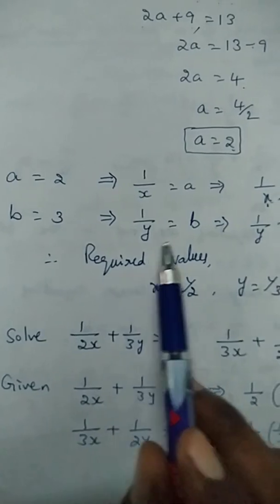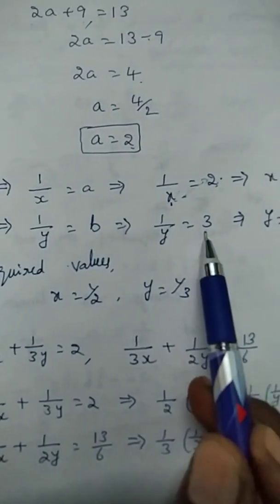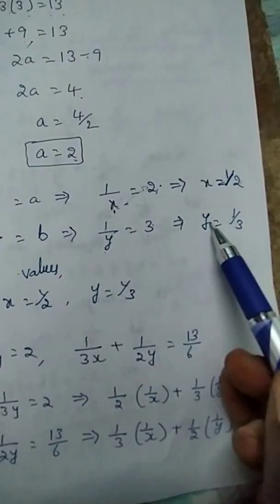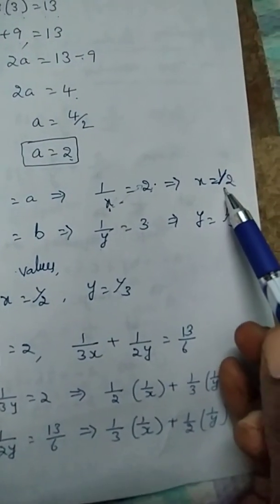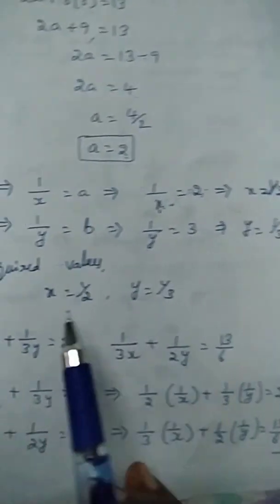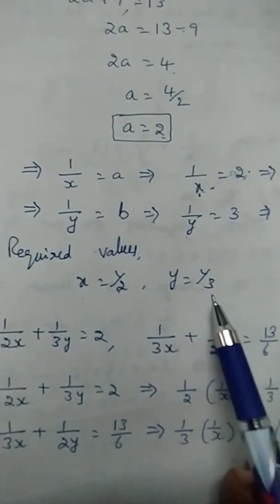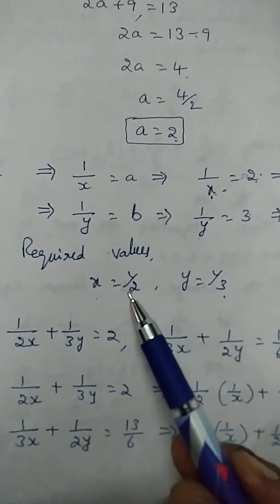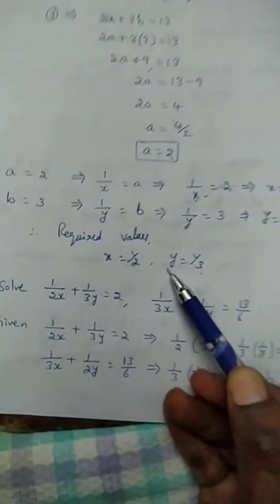Then coming to the same procedure. B is equal to 3. 1 by y is equal to b. 1 by y is equal to 3. Then y to be transposed to that side. Y is equal to 1 by 3. What's the x value? 1 by 2. Y value? 1 by 3. X is equal to 1 by 2. Y is equal to 1 by 3. These are the required values in our question.